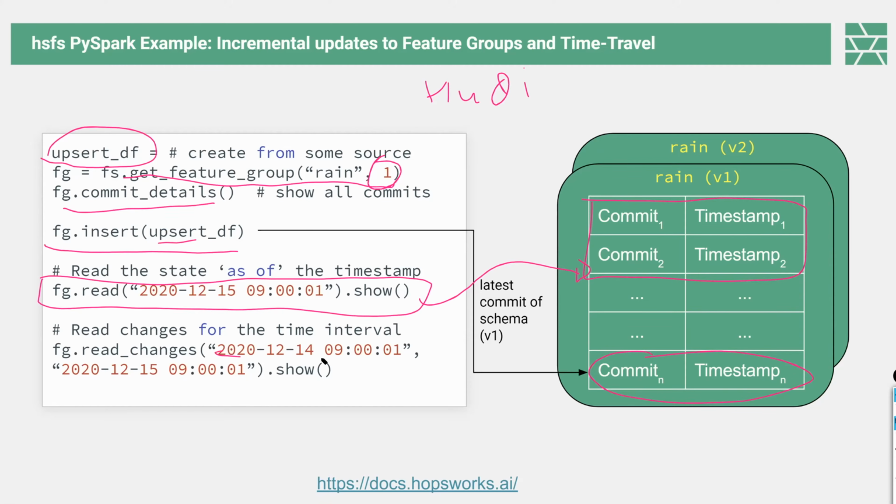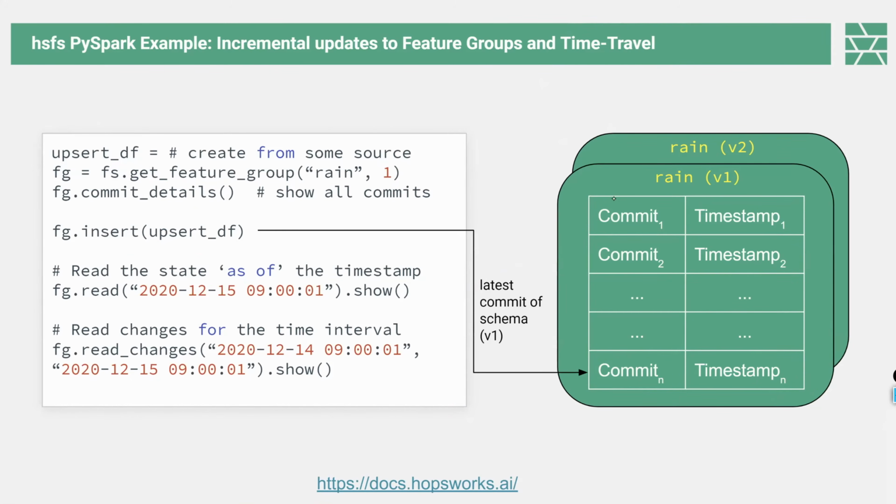We can say, hey, give me the state of this feature group as of this point in time. So we get the data that had accumulated to that point in time. We can also ask for the changes in a given interval. So we can say, for example, in this interval, I would like to get all the data that was ingested into this feature group. And this is, again, what we call time travel. In the next version of the Hopsworks Feature Store, we're also going to support Databricks Delta as a backing technology for these time travel enabled feature groups.